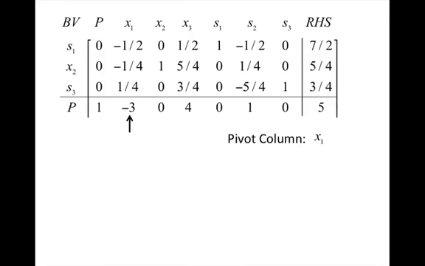So now I take my right-hand side and I divide it by the x sub 1 values. Well, if I divide 7/2 and 5/4 by the x sub 1 values, I'm going to get negative quotients because the right-hand side is positive and those x values are negative. So the only positive quotient that I'm going to have is in row 3. So I know my pivot row is going to be row 3. So the pivot element is the 1/4 that's in the pivot column and the pivot row.